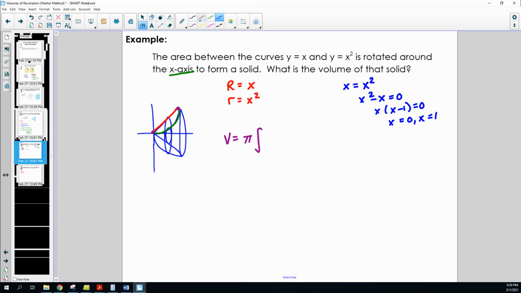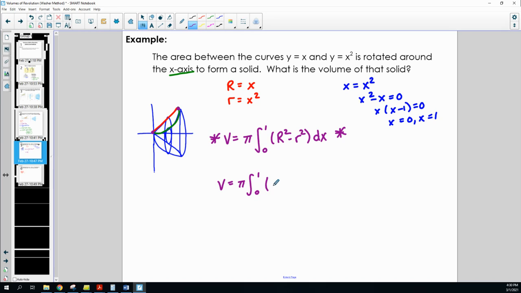Since I'm going around the x-axis, I'm going to use the x values. So my lower limit will be 0, my upper limit will be 1, and then I have big R squared minus little r squared dx. And again, these are easy enough to do, so I'm going to keep going and just plug the values back in. But if they're more confusing or you're using your calculator, just identify big R and little r and leave this as your answer that I'm asterisking. Okay, so that would be the setup.